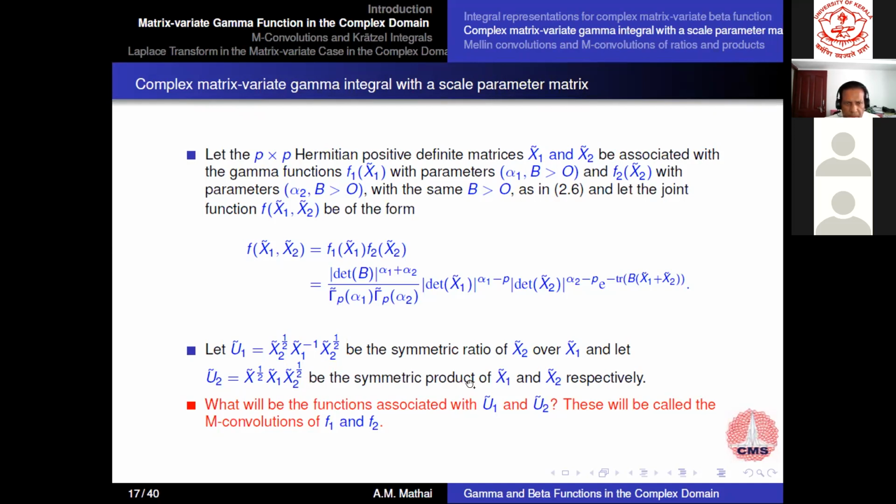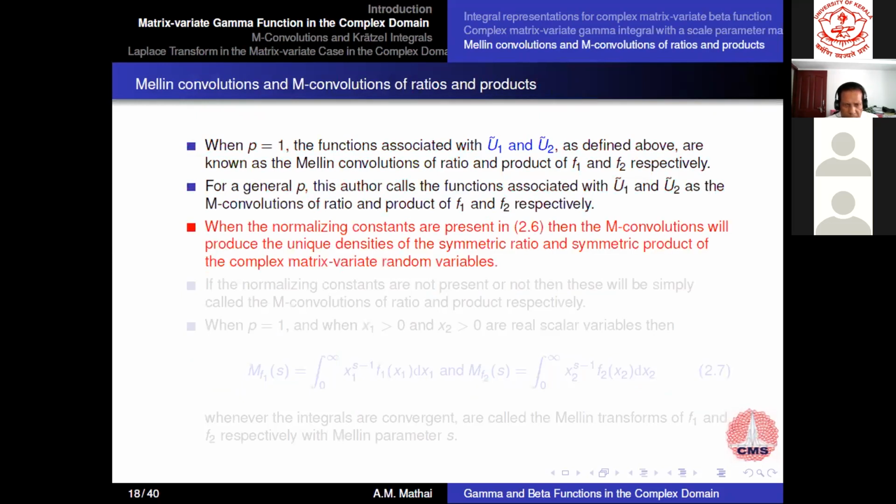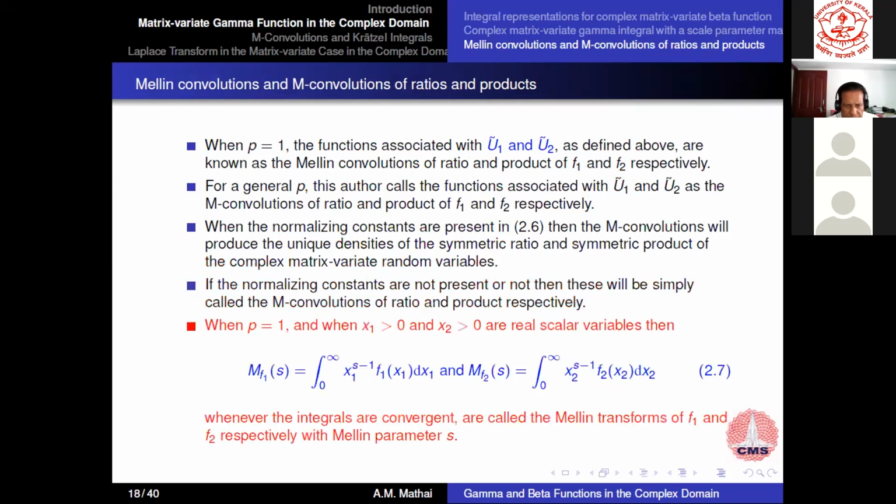Now, you have the Mellin transform here. If f1 and f2 are functions such that these integrals exist, these are called the Mellin transforms: x1 raised to s minus 1, f1 of x1, and x2 raised to s minus 1, f2 of x2, integrated from 0 to infinity. So when the integrals are convergent, we call it the Mellin transform of f1 with parameter s, and the Mellin transform of f2 with parameter s. Correspondingly, I have defined something called M-transforms and M-convolutions. So I will give the parallel and then give the interpretation also.